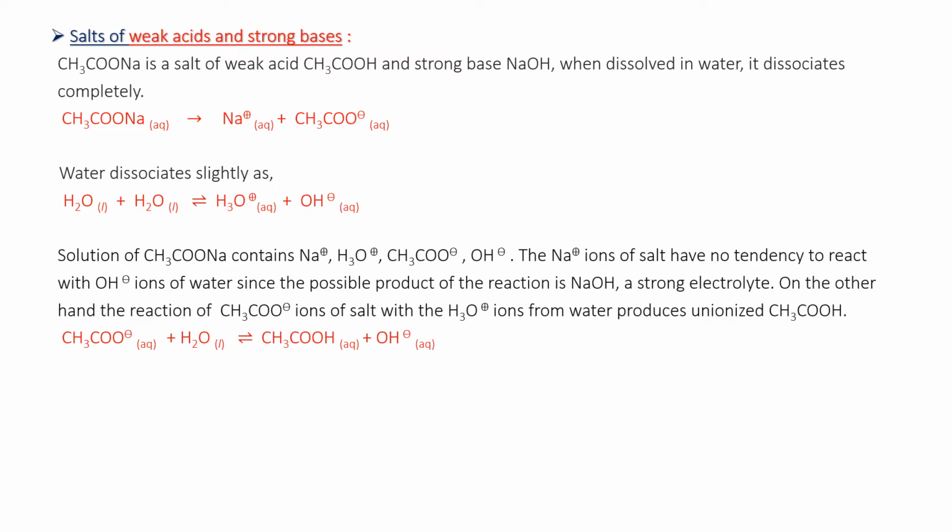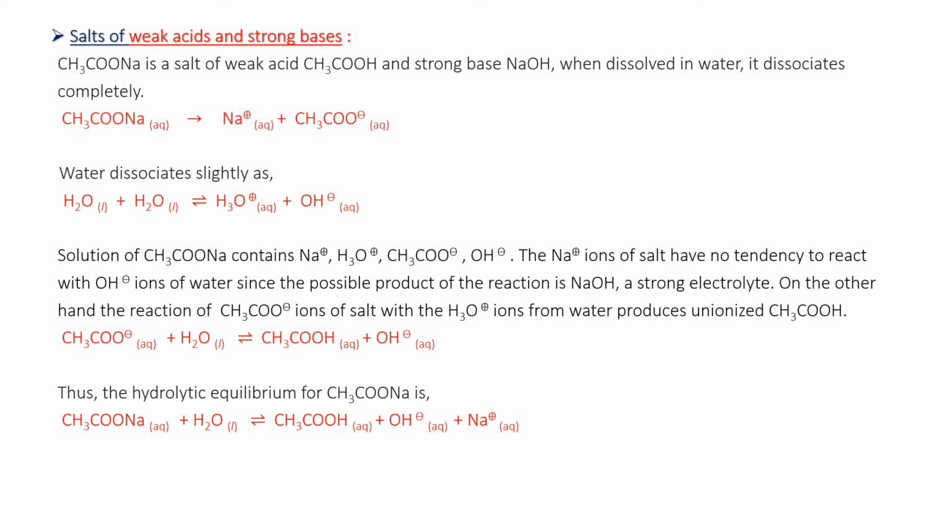But at the same time, the CH3COO- anion of the salt has a tendency to react with the H3O+ ion from water. So now your product will be CH3COO- plus H2O. You get CH3COOH plus OH-, meaning you get acetic acid and OH- ion.